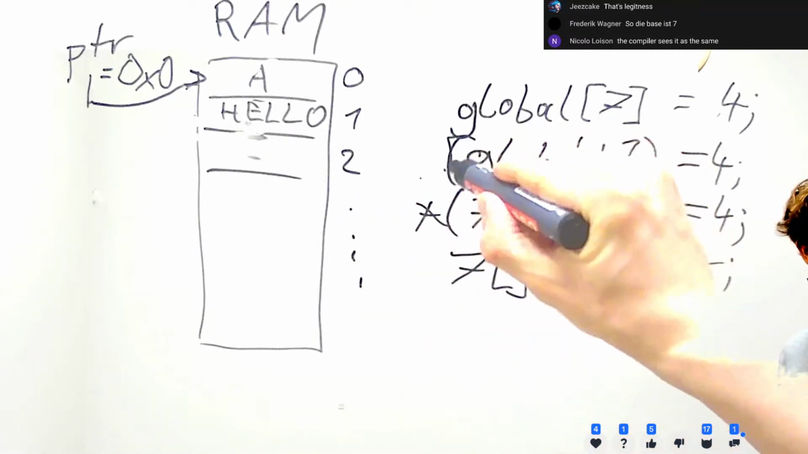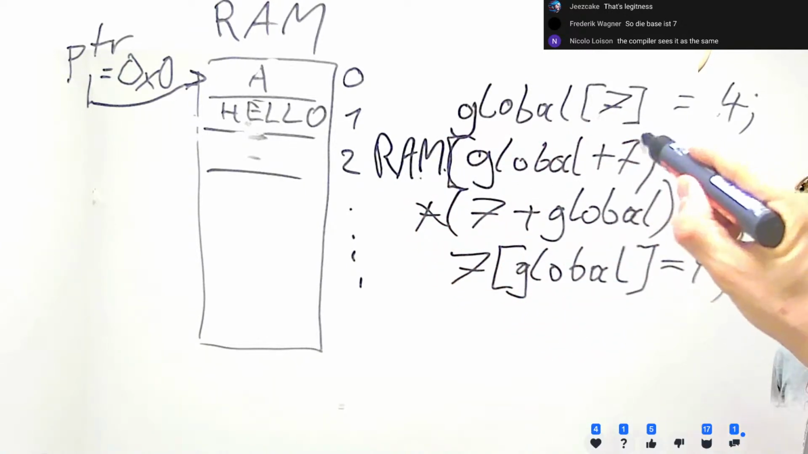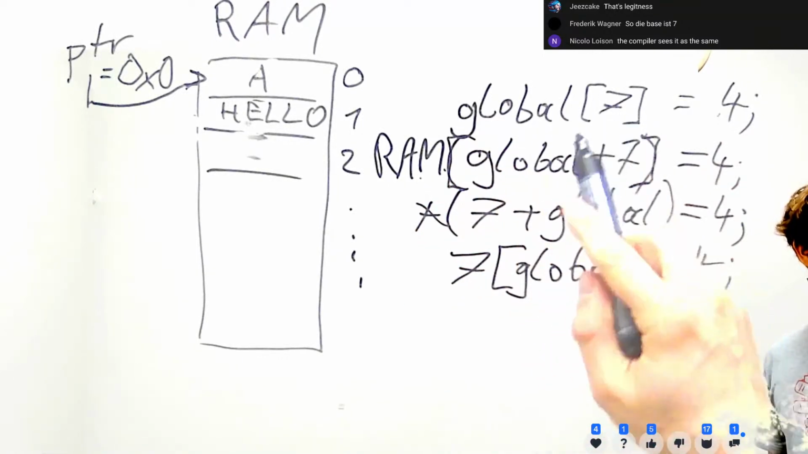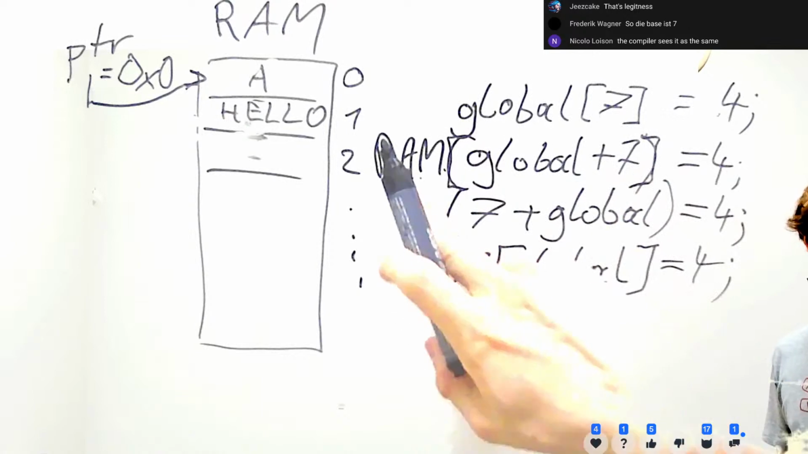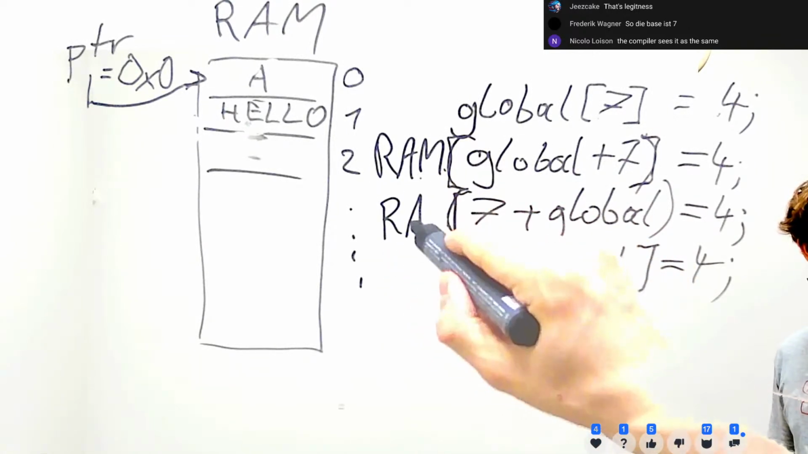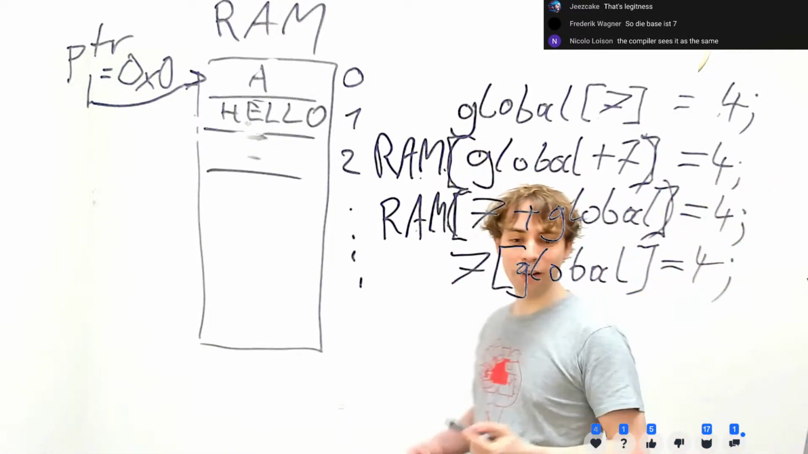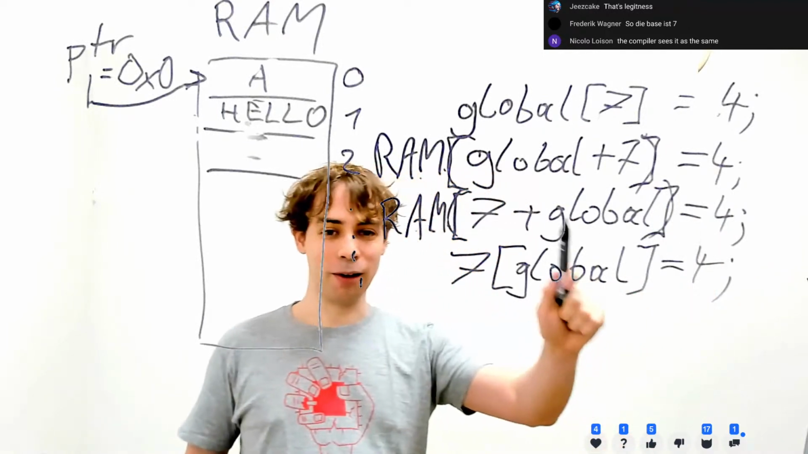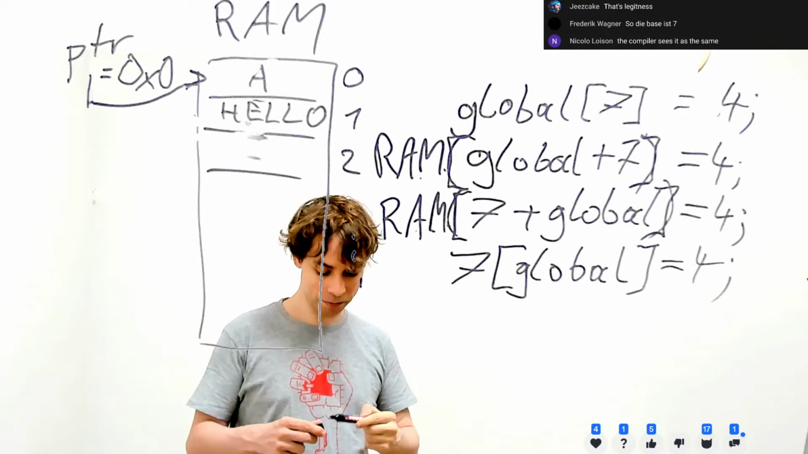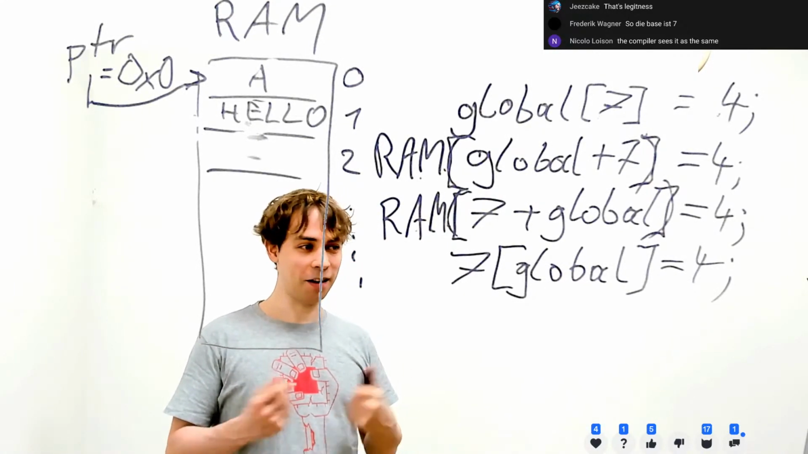And actually, what we do here is, again, this RAM at offset global plus 7. And then, of course, it doesn't make a difference whether on this side or on this side you write global or 7. So it's the same in this case. It's again an array access to this big array called RAM, and it doesn't matter whether it's global plus 7 or 7 plus global. The same number will be computed here. Does it make sense to you?